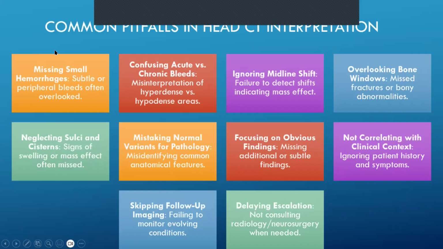All right. So common pitfalls. It's easy to miss small hemorrhages, especially if you're not used to looking at them. So the best way is to practice by looking at them. A lot of people do confuse the acute with chronic bleeds, but I hope none of you will do that now. You shouldn't ignore the midline shift. It's imperative that you do look at it when it's there. You must look at the bone windows as well, to make sure that there aren't any fractures and things like that, to the best of your ability.